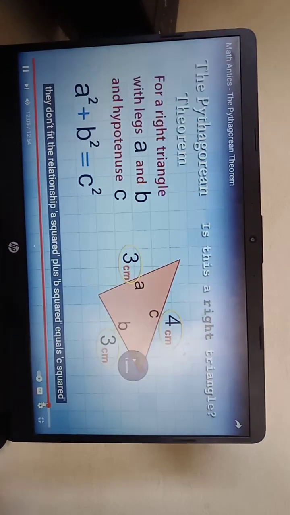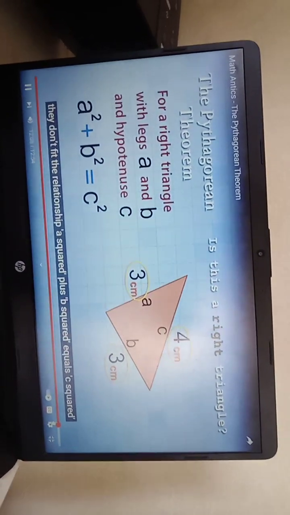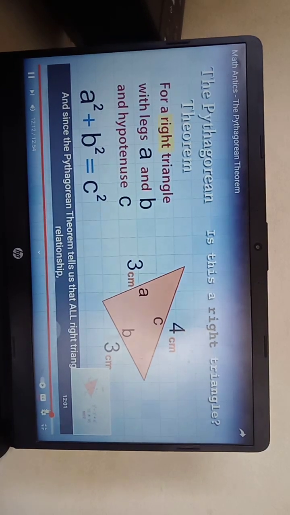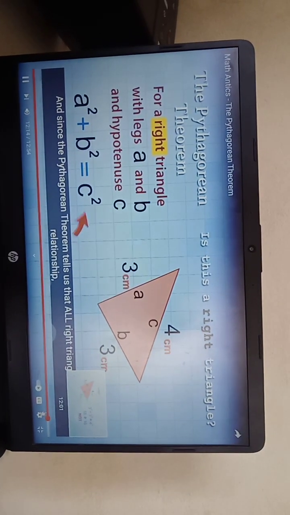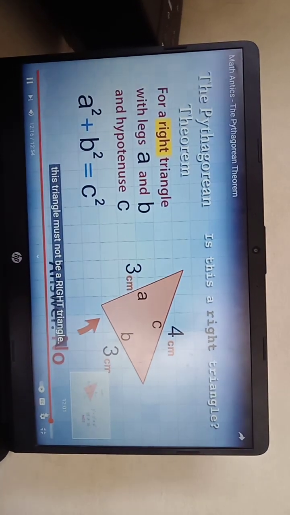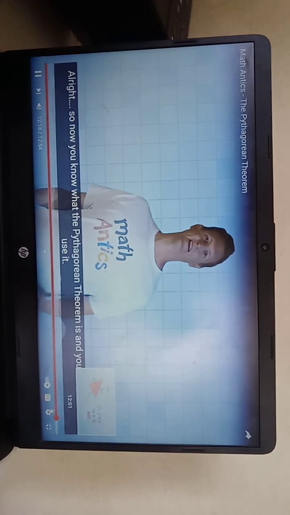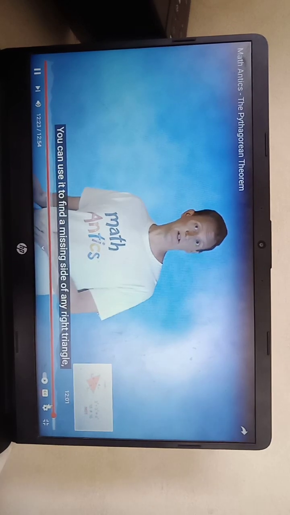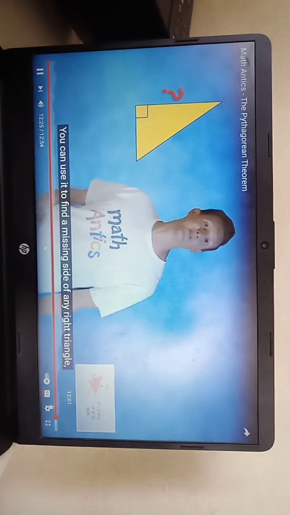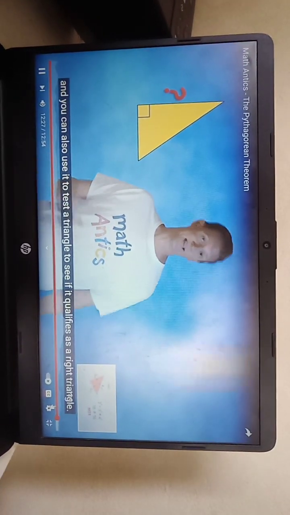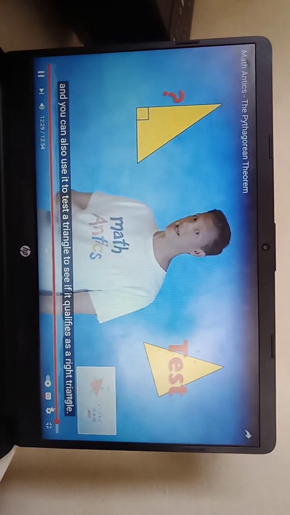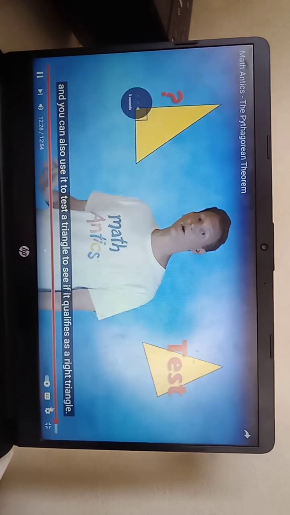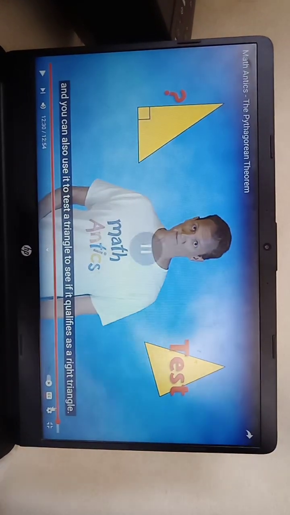A true statement. They don't fit the relationship a squared plus b squared equals c squared. And since the Pythagorean theorem tells us that all right triangles fit that relationship, this triangle must not be a right triangle. Alright, so now you know what the Pythagorean theorem is, and you know how to use it. You can use it to find a missing side of any right triangle. And you can also use it to test the triangle to see if it qualifies as a right triangle.